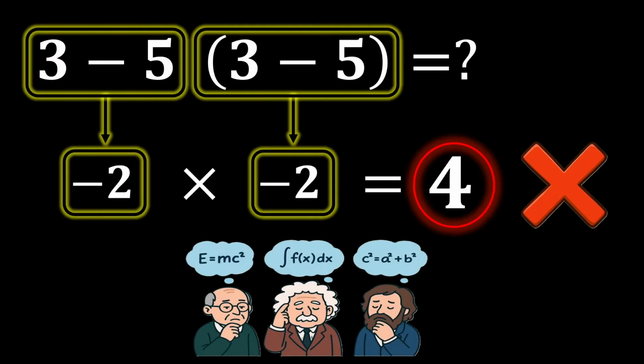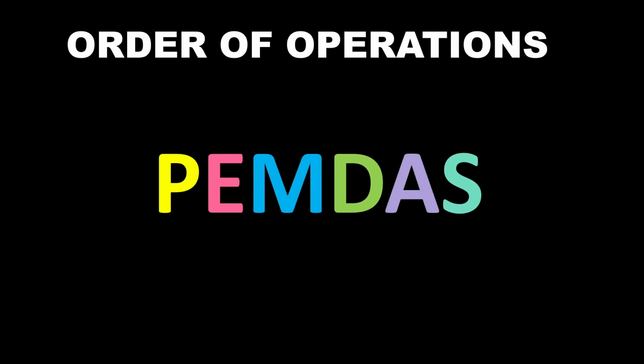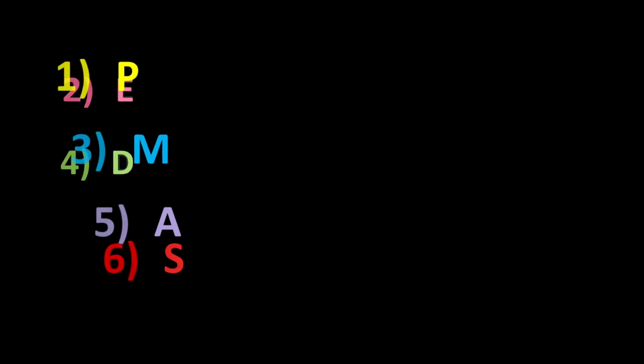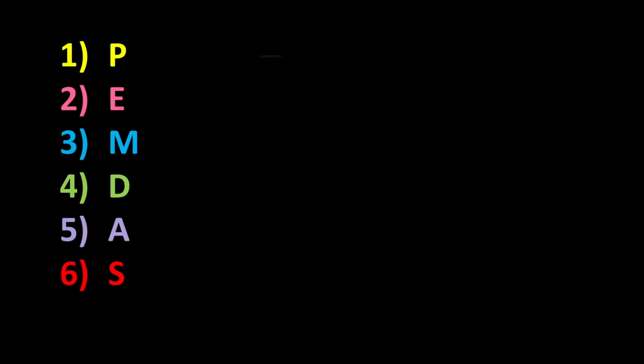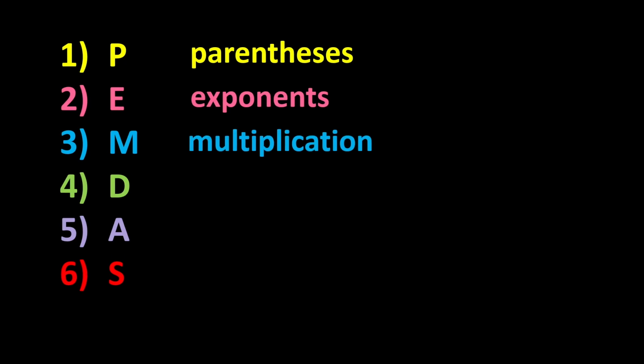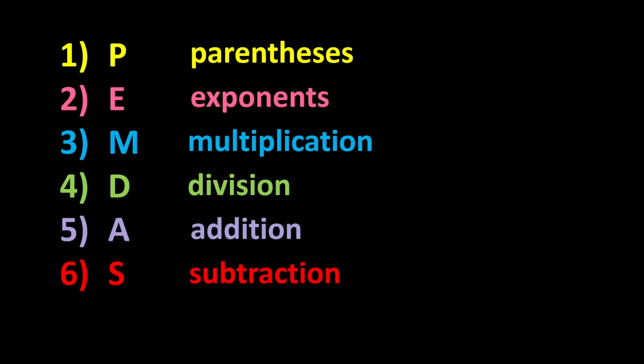Mathematicians, in order to prevent confusion and inconsistency, agreed long ago on a universal rule called the correct order of operations. This rule is known by a short acronym, PEMDAS. And each letter in the word PEMDAS stands for one step of the process. P stands for parentheses, E stands for exponents, M stands for multiplication, D stands for division. A stands for addition, and S stands for subtraction.